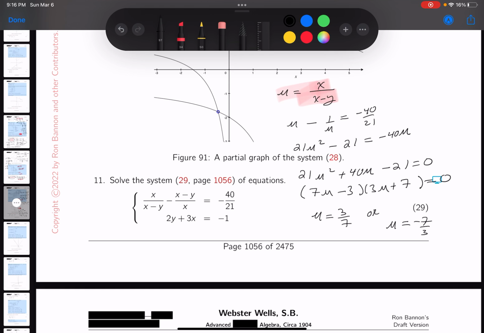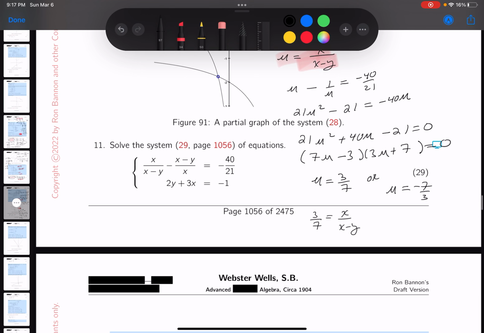And let me write this down. And I'm going to say you'd get 3 sevenths is equal to x over x minus y. And what do you get there? You get 3x minus 3y is equal to 7x. And let's see, you would get minus 4x minus 3y is equal to 0. Or if you prefer, you could write down 4x plus 3y is equal to 0.